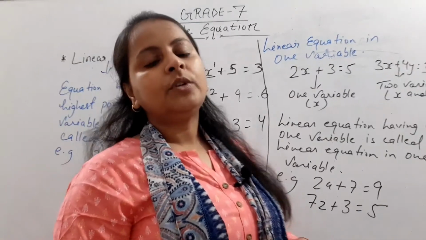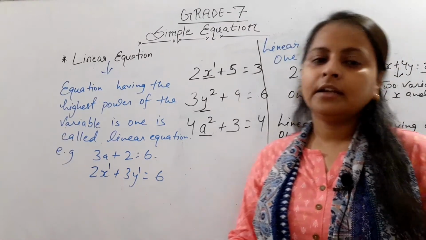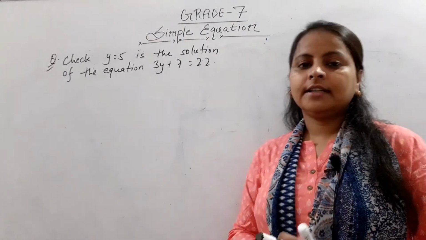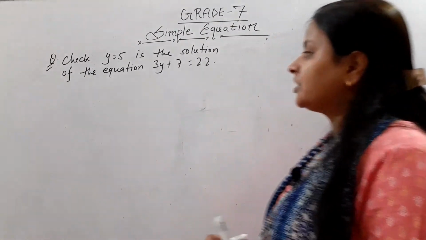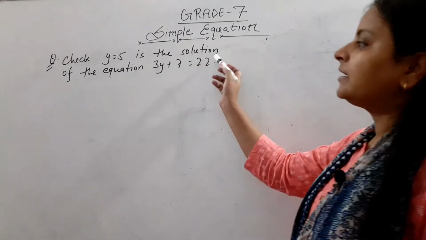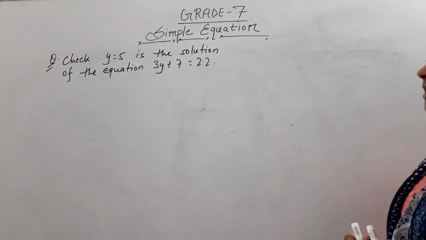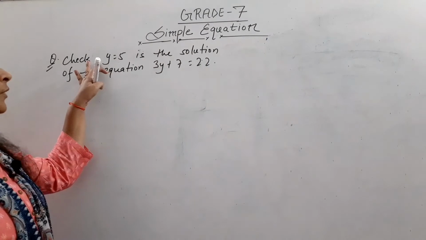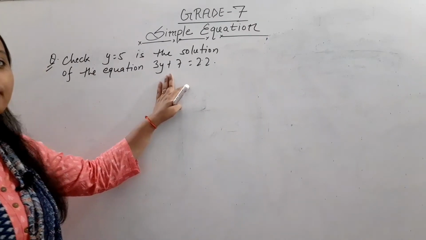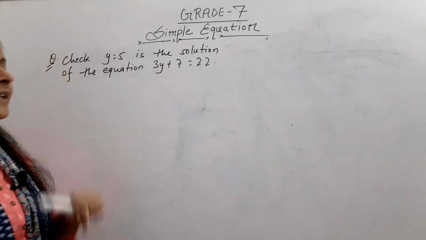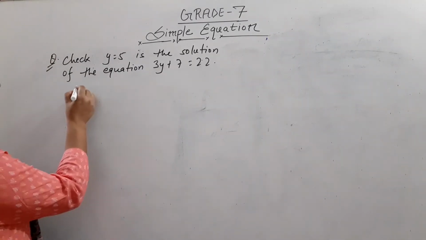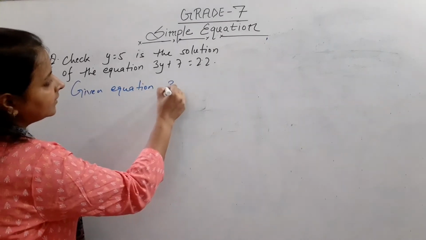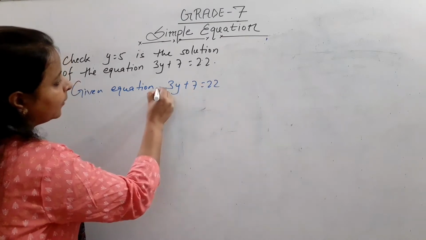Okay? Now students, we will learn how we form an equation. Before going to learn that, here I have one question: check whether y = 5 is the solution of the equation 3y + 7 = 22. Here we have to check whether y = 5 is the solution of this equation or not. For that, what we do first? What is the given equation here, students? The given equation is 3y + 7 = 22.